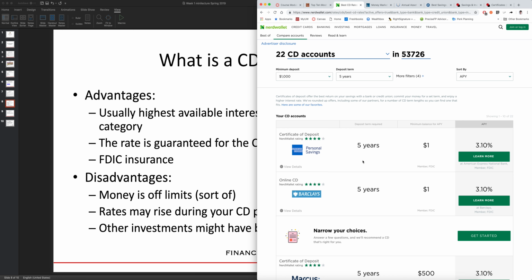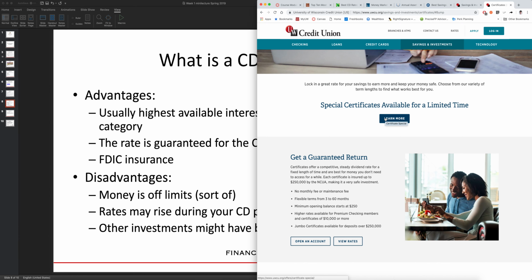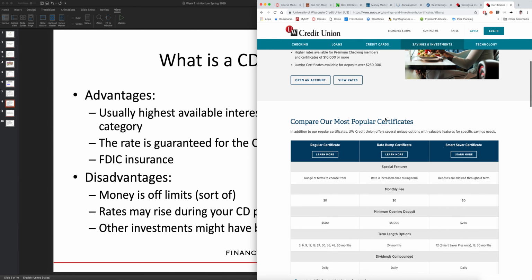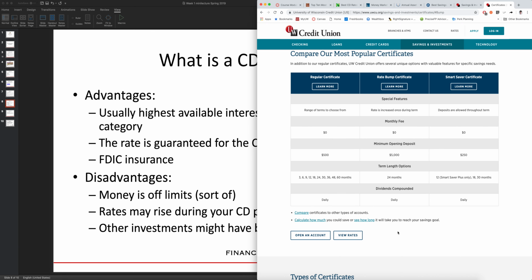And oftentimes you'll hear about people laddering CDs so that they can sort of accommodate the potential for higher interest rates in the future. And there's a new flavor of CD out there. And in fact, you'll see it on the UW Credit Union website. It's what they call a rate bump CD. The rate bump CD is becoming more popular with internet banks as well, where they will allow you, at least with the UW Credit Union version, it's a 24-month CD. And they say, look, you can have one bump during your 24-month period.